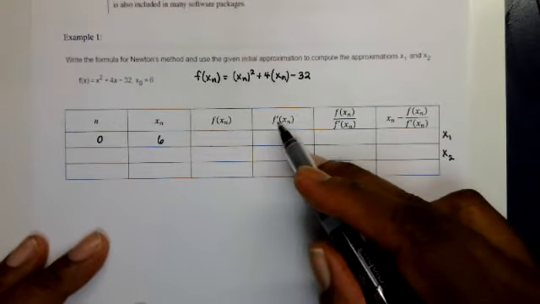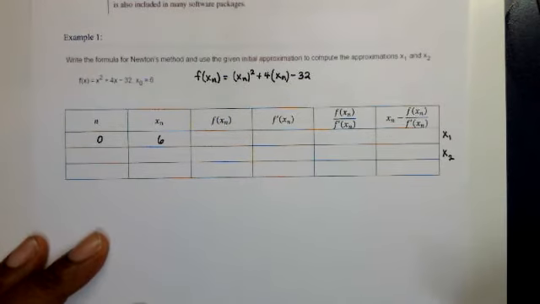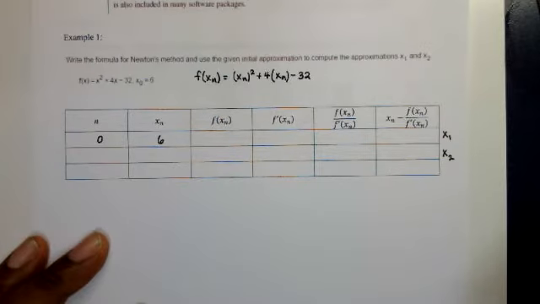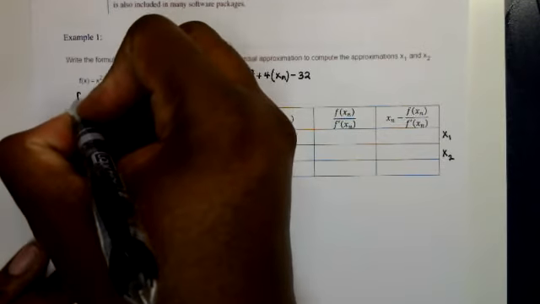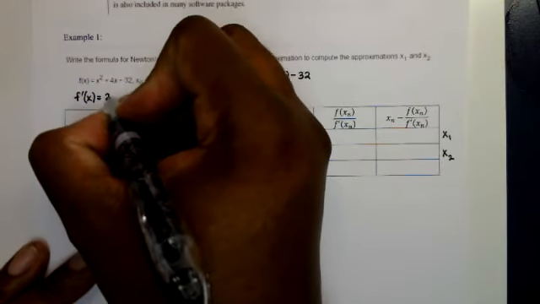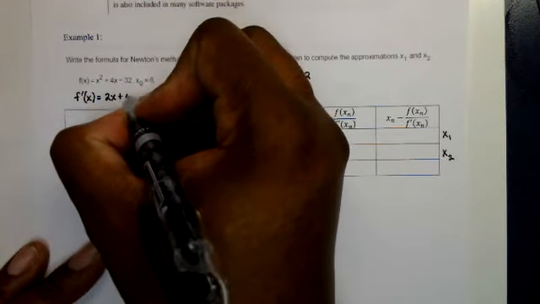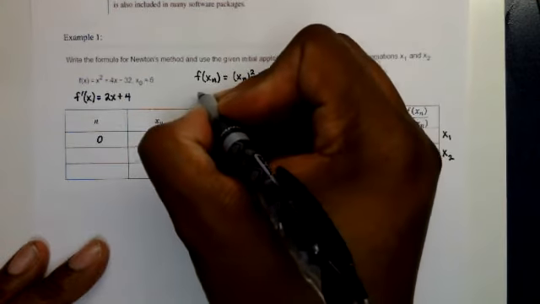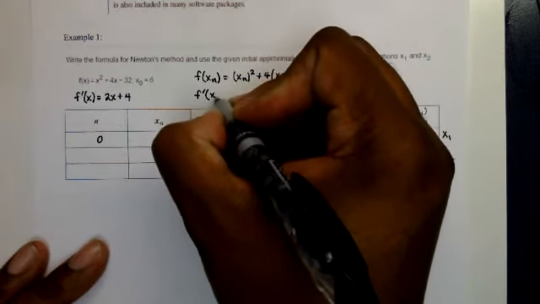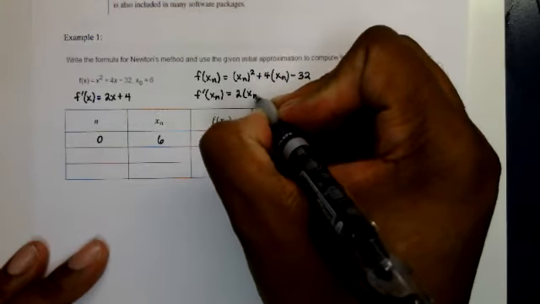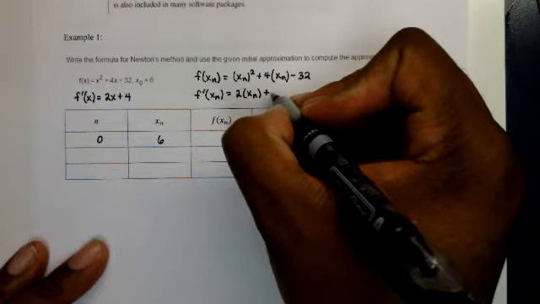And notice right here, I also have f prime of x of n. I need to know what that first derivative is for this function here. So if f of x is equal to x squared plus 4x minus 32, then f prime of x, if I take that derivative, the derivative of x squared will be 2x, plus the derivative of 4x will be 4. And the derivative of a constant is 0. So that's what f prime of x is. Now, f prime of x of n, we just replace the x with the x of n. So it'll be 2 times x of n plus 4.